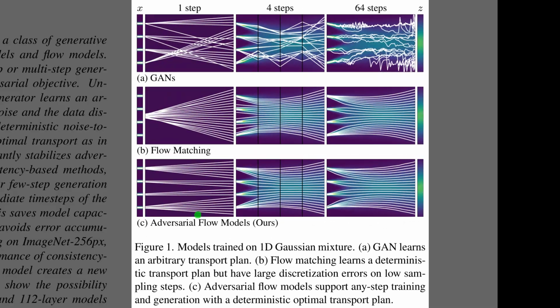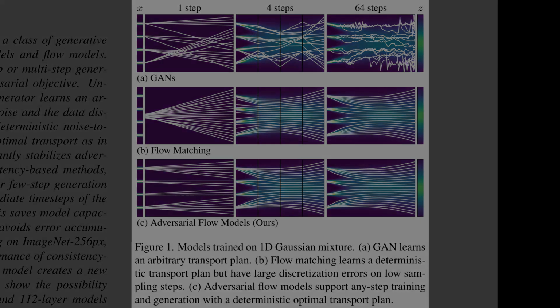quite significant. So Figure 1 gives a visual comparison of how different generators move probability mass from noise Z to data X on a one-dimensional Gaussian mixture. The top row for standard generative adversarial networks shows messy crisscrossing paths, which means the transport plan is arbitrary and unstable. The middle row for flow matching shows straight deterministic paths, but these paths distort badly when only 1 or 4 steps are allowed. The bottom row for adversarial flow models keeps those clean, deterministic paths while still allowing any number of steps, so even 1 step remains well behaved.